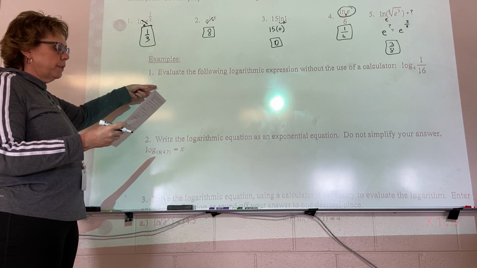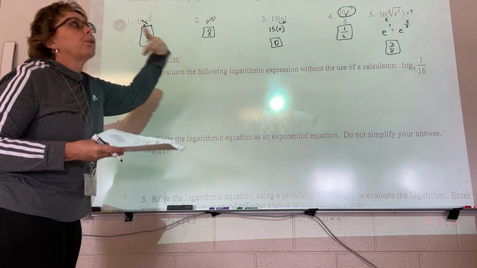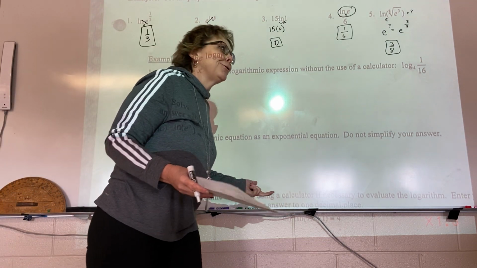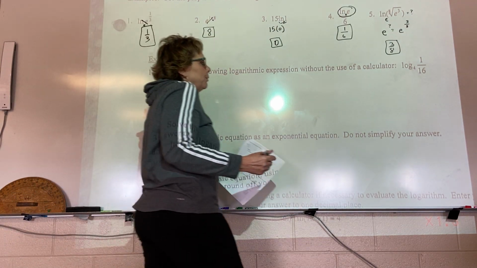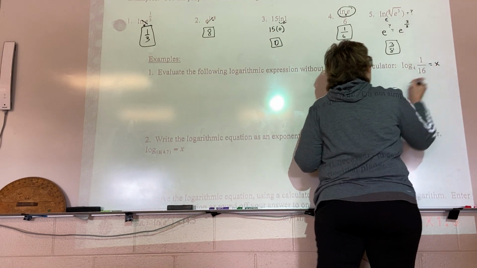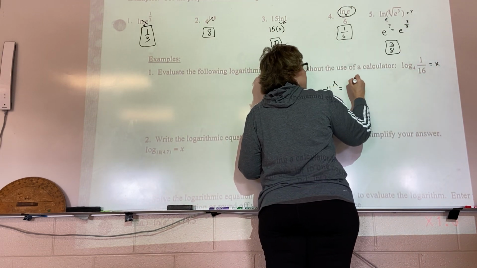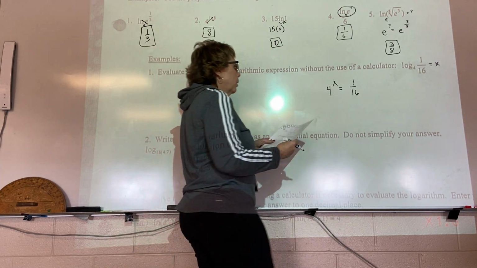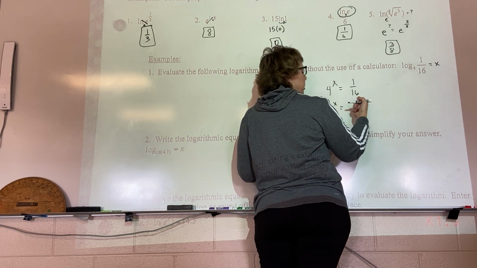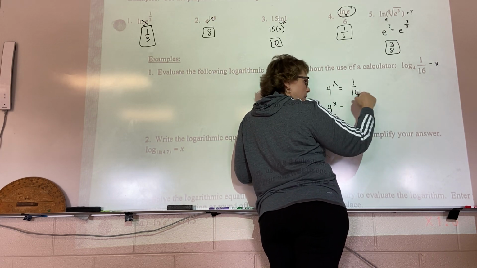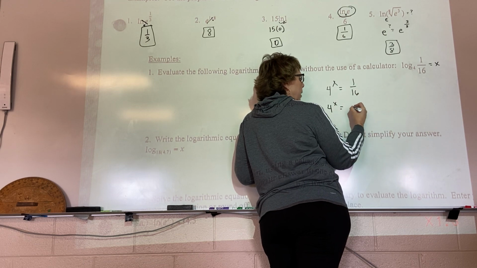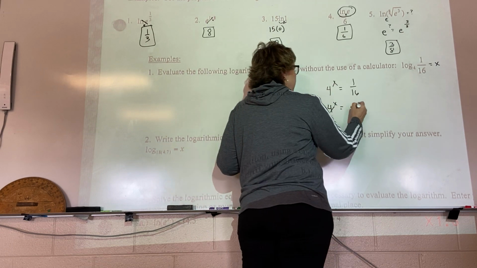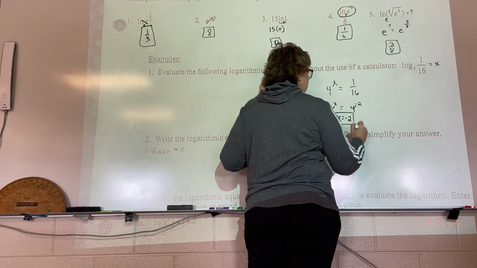Here they just want you to evaluate it or rewrite it. I mean, you can stick it in your calculator, but let's just show you the essence of it. 4 to some power equals 1 over 16. I can do it base 4, 4 to the x. And remember from the lesson that we did here at school, rewrite 1/16 as a power of 4, and that's 4 to the negative 2. So bases drop, x equals negative 2.